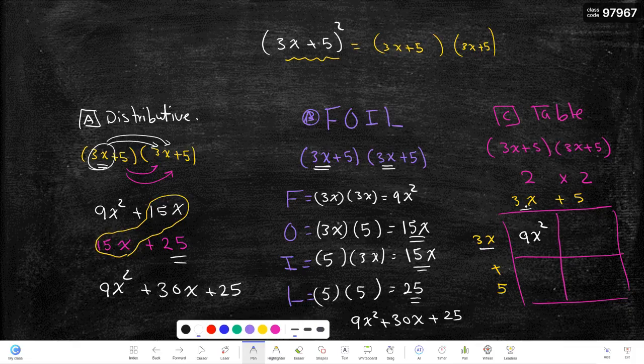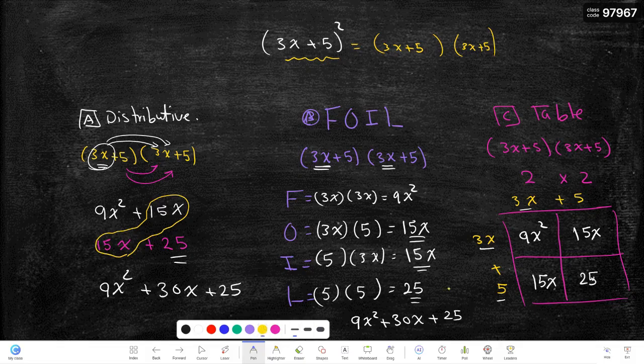and look up, it's 3x, and to the left it's 5, so it's going to be 15x. And here, if we look up, it's 5 times the thing to the left, which is 3x, so it's going to be 15x as well. And then finally in this cell, we need to look up, which is 5, and to the left it's 5, so it's going to be 25.